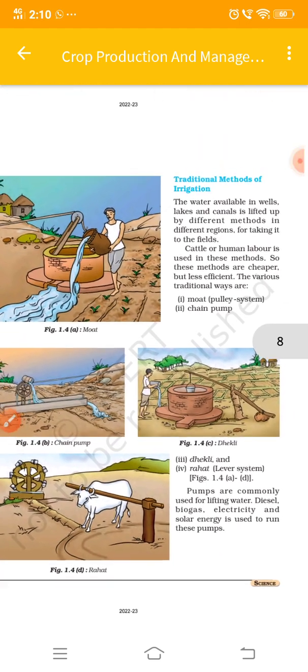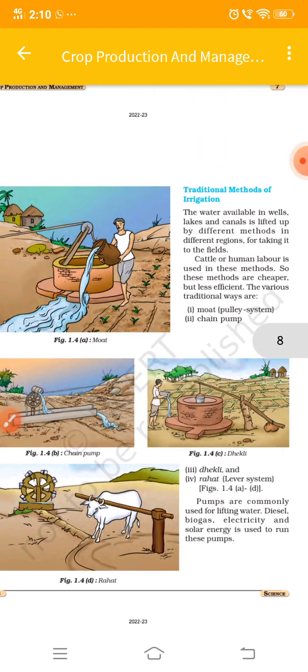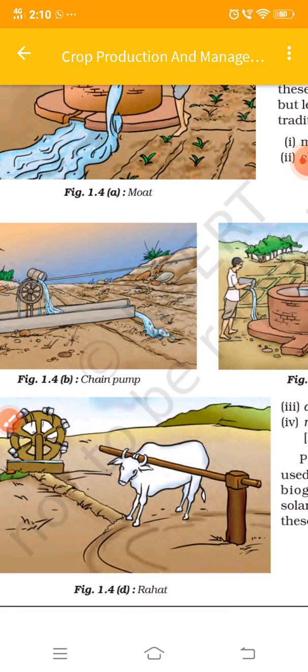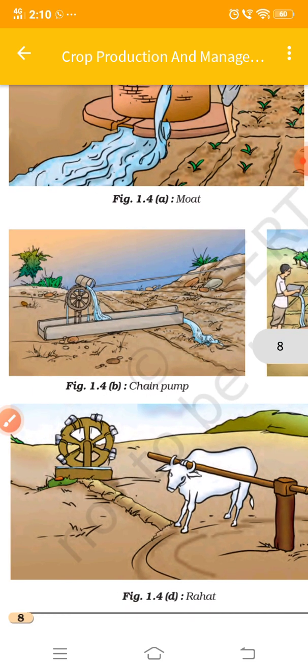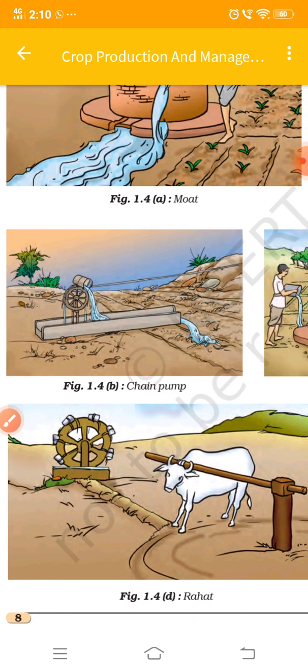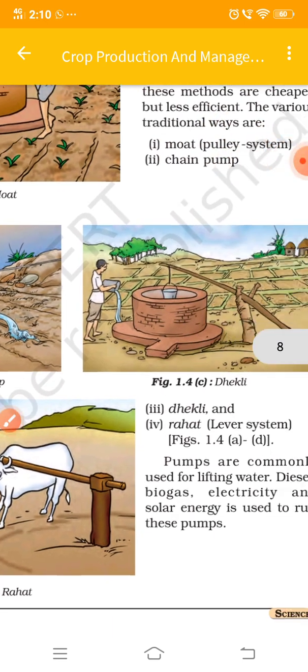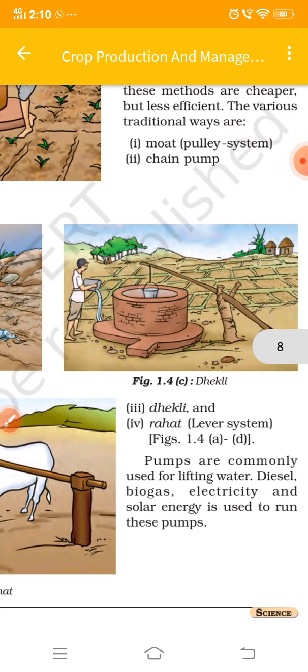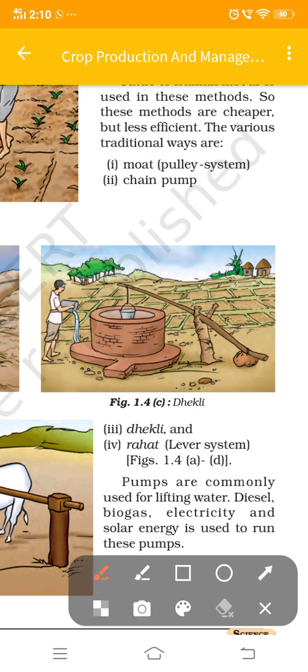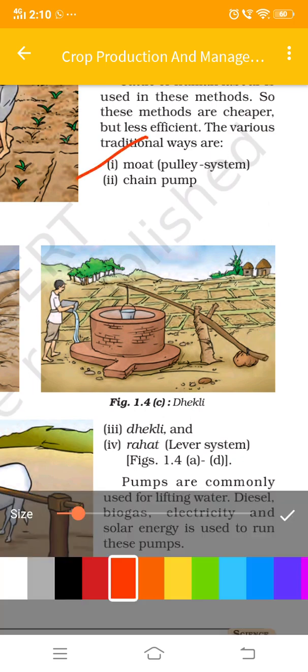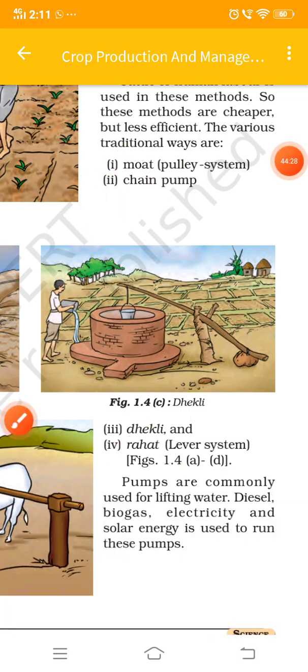And what is chain pump? Sorry, I don't have any idea about this process. I haven't seen this. Sorry for this. And Dekli. See, first is pulley system. Second is chain pump. Just underline it. I don't know about it. Dekli also I don't know much. And lever system, sorry for that, I don't know about it.